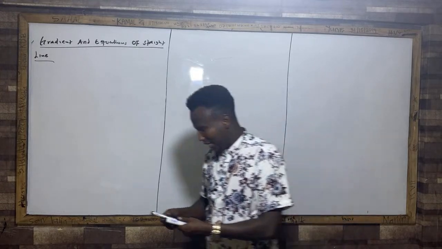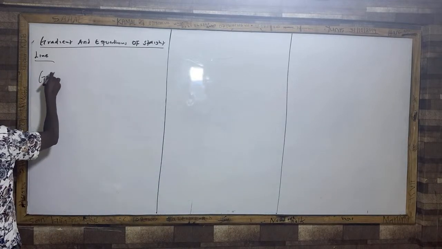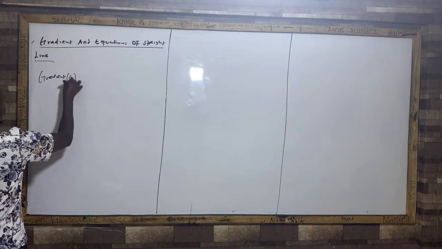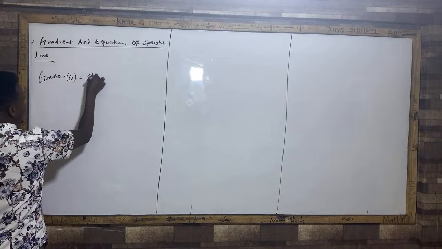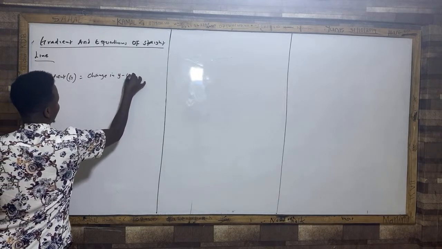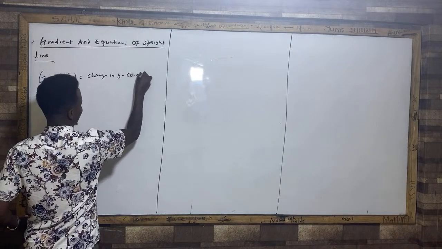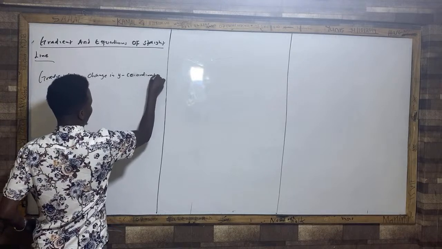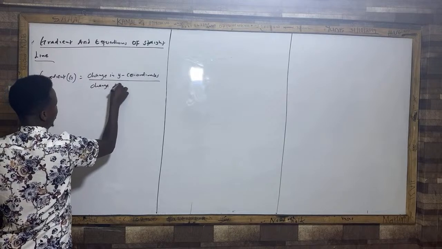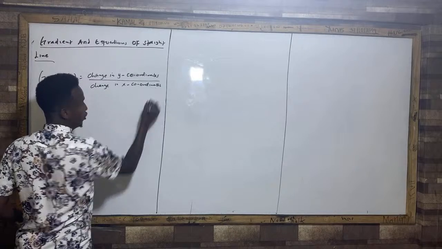Now let's see how gradient is gotten. Gradient, abbreviated as G, is gotten as change in y coordinates divided by change in x coordinates, okay? Change in x coordinates.